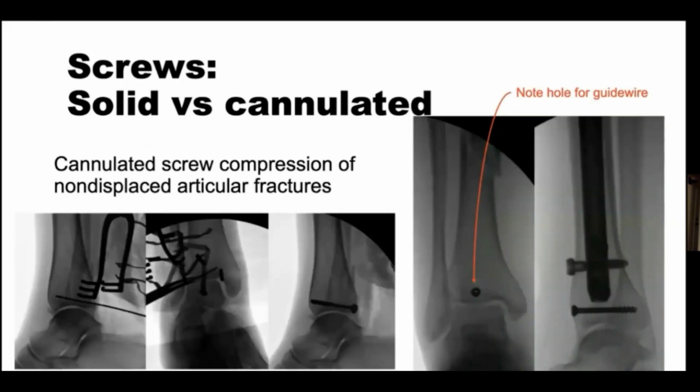So again, I think where I see cannulated screws used most often is that they'll be used for compression of non-displaced articular fractures. So for example, you have a patient that has a tibia fracture. These are all the same patient. So you see the tibia fracture at the top right x-ray, or the far right x-ray at the top of the screen. And they also have a non-displaced posterior malleolus fracture.